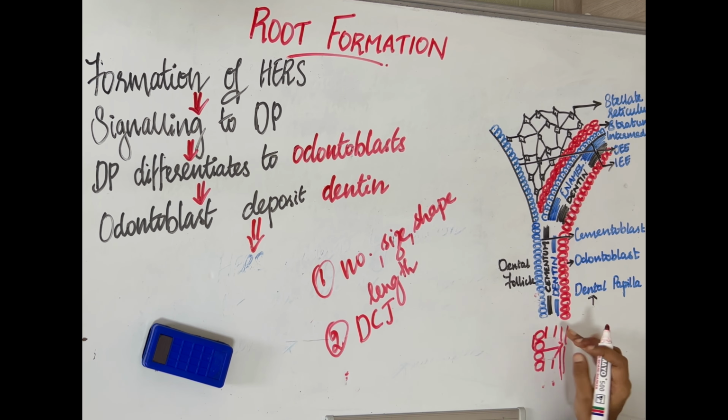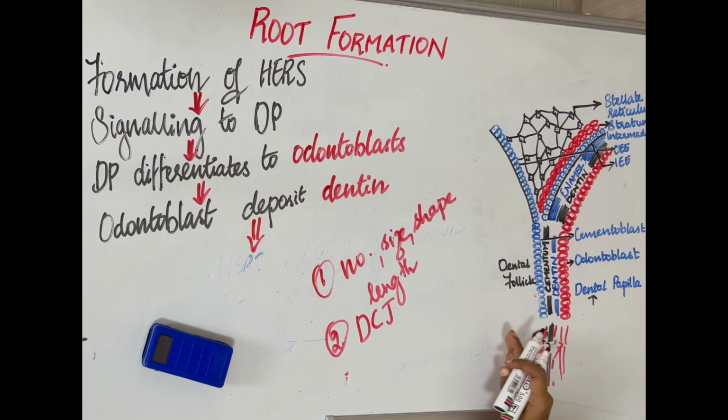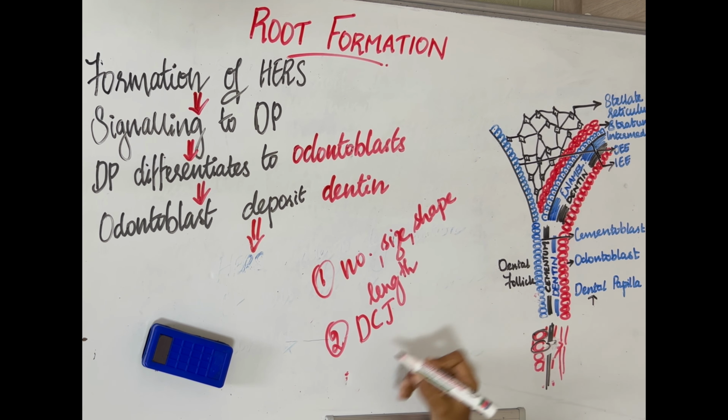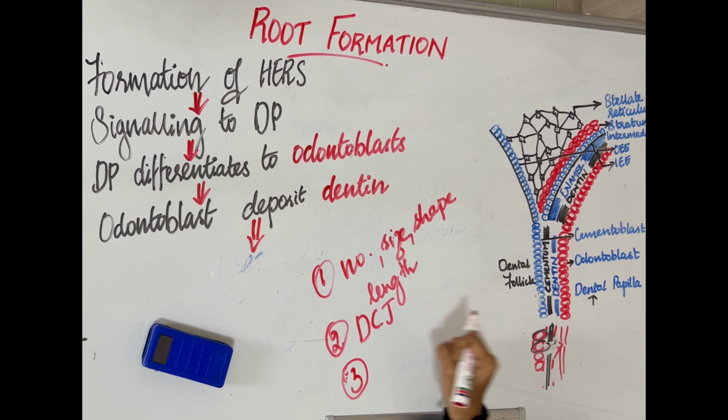So we saw in this place there will be Hertwig's epithelial root sheath, and they will lose continuity, and on this side there will be formation of cementoblasts. So this side there will be formation of cementum, and this side there will be formation of dentin. So this is the one which will be establishing the dentino-cemental junction. And the third function is that it helps in the formation of dentin and cementum. So these are the three main functions of Hertwig's epithelial root sheath.